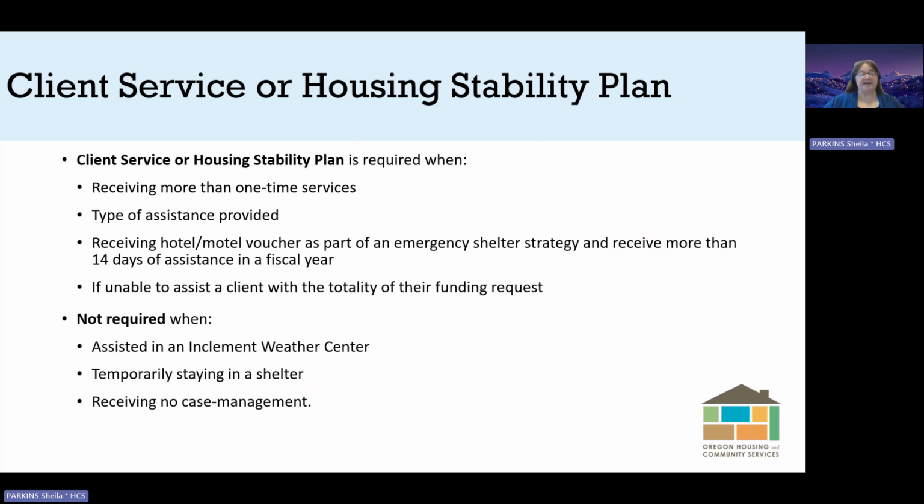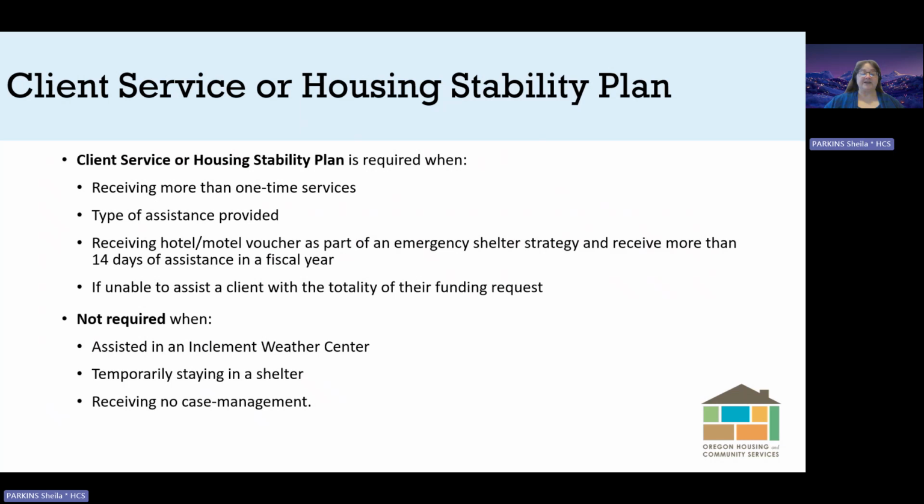Case management is an essential part of services that are provided to clients. Having a plan for clients to stabilize their housing is required when a client receives more than one-time services. A plan is also required based on the type of assistance provided. If a client is receiving a hotel motel voucher as part of an emergency shelter strategy and receives more than 14 days of assistance in a fiscal year, and if a subgrantee or subrecipient is unable to assist a client with the totality of their funding request.